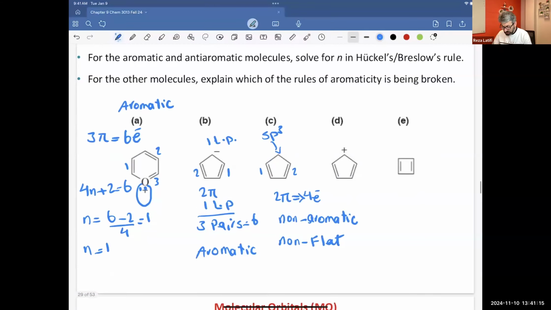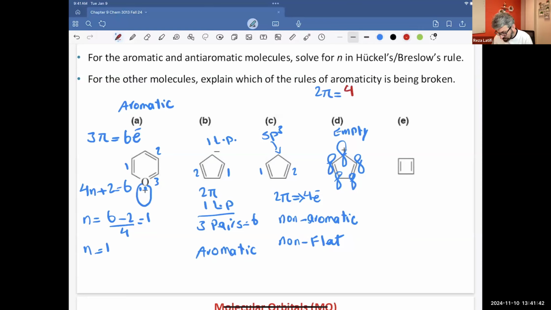Okay, how about D? D, we have 2 pi bonds and an empty orbital here. So this one is empty. Okay, do I have a p orbital on each carbon atom? Yes, we have a p orbital on each of them. So do we have a conjugated system? Yes.